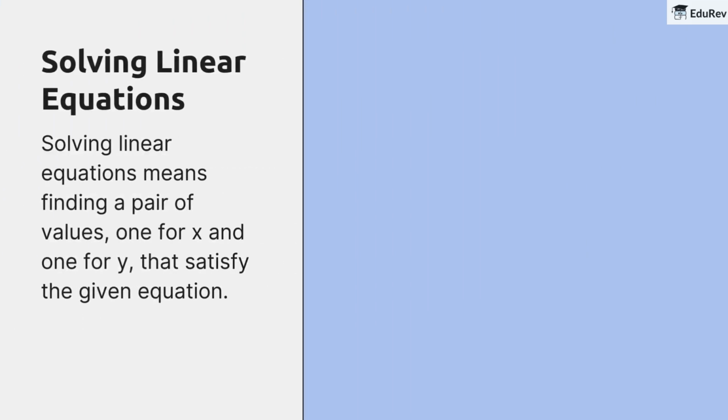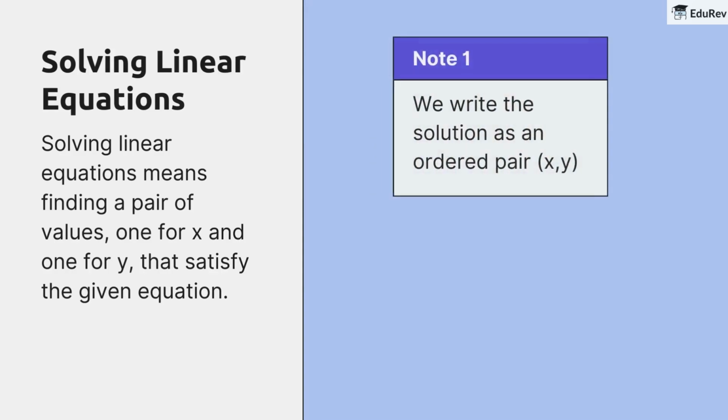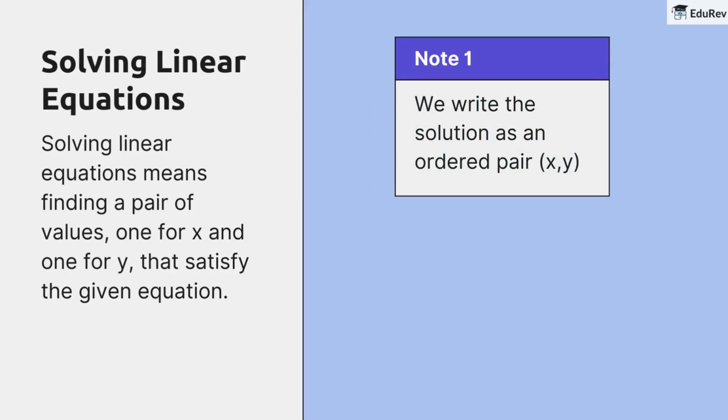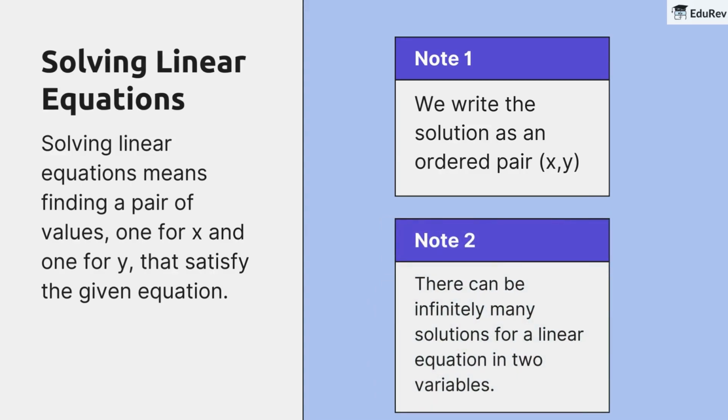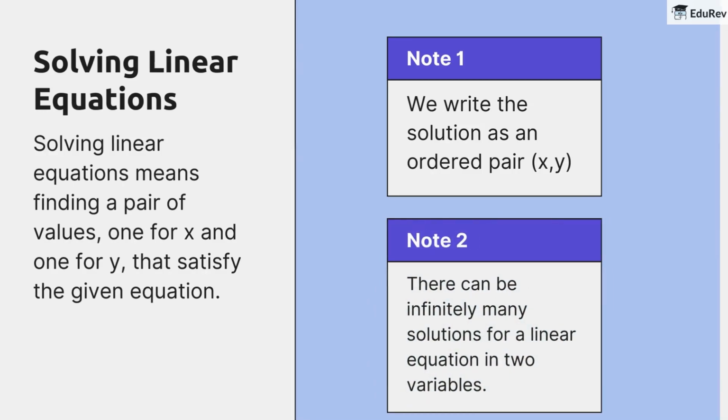Solving linear equations means finding a pair of values, one for x and one for y, that satisfy the given equation. We write the solution as an ordered pair, with the value of x first and then the value of y. There can be infinitely many solutions for a linear equation in two variables.